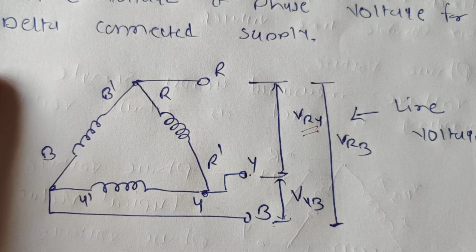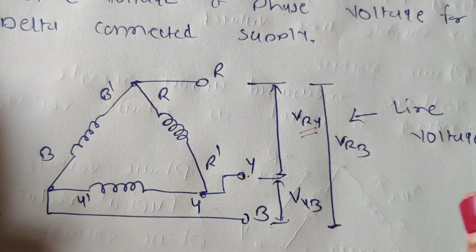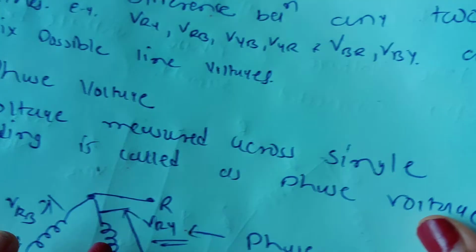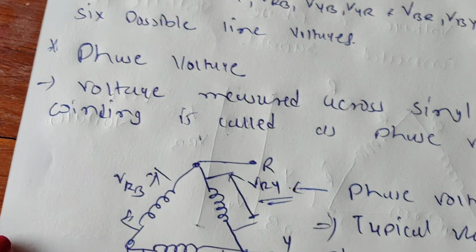Now again, as we defined in the star connected load, line voltages are sine waves of 50 Hz frequency, and the phase shift between adjacent line voltages is 60 degrees. So this is all about the line voltage that one needs to define.